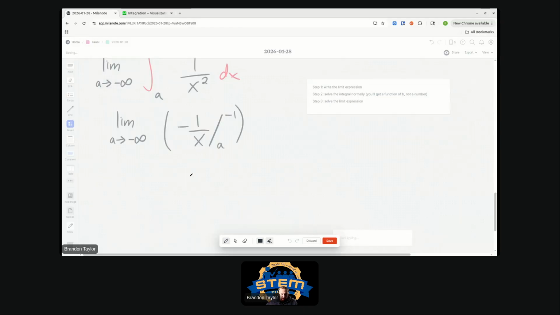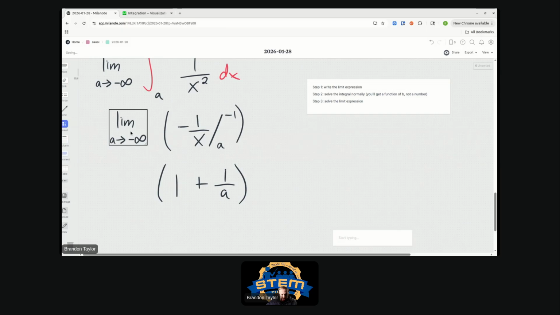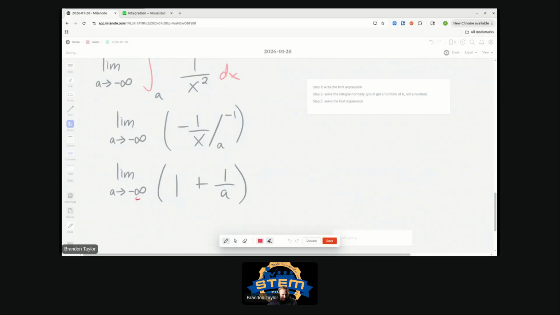And then if we solve it, think about what's going to happen now. Well, -1 over -1, that's +1, minus, that'll be +1 over a. And then the limit as a approaches -infinity. As a approaches -infinity, this thing approaches 0 again, so the answer is still 1. And doesn't that kind of make sense?